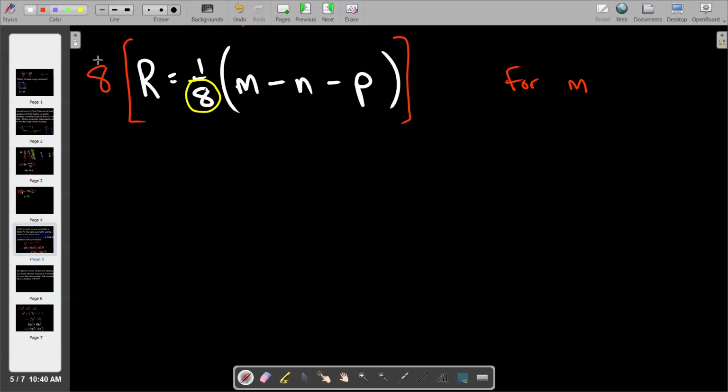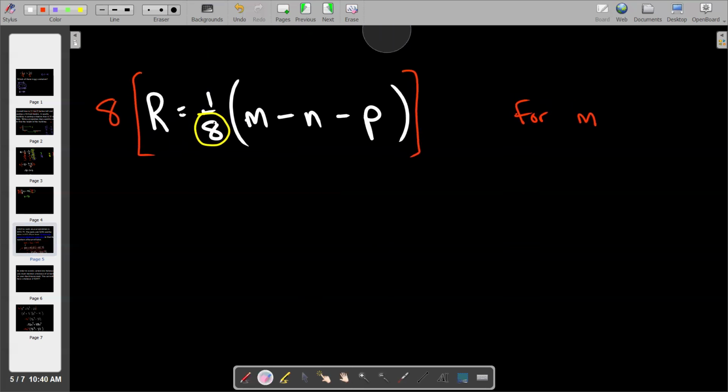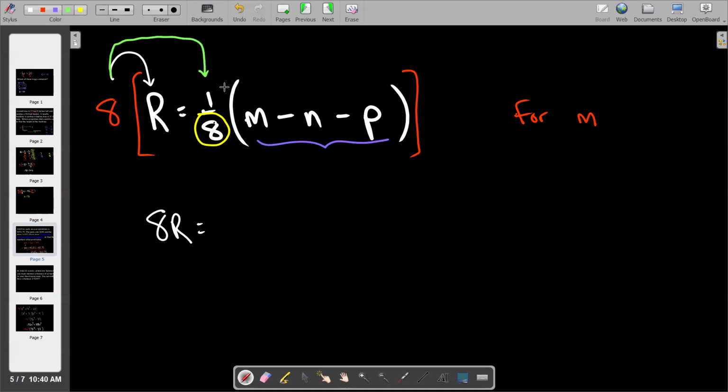Nice job. Now, the 8 actually doesn't have a ton of work to do because it never penetrates into these purple parentheses here. So all that stuff that I've underlined in purple is safe, off limits. So when the 8 multiplies right here, what do we get? 8R. We do. And when the 8 multiplies here, green arrow incoming, what do we get? Oh, 1. Yes.